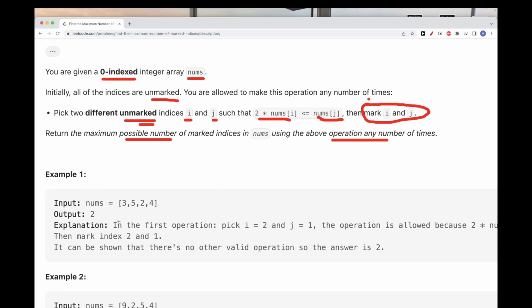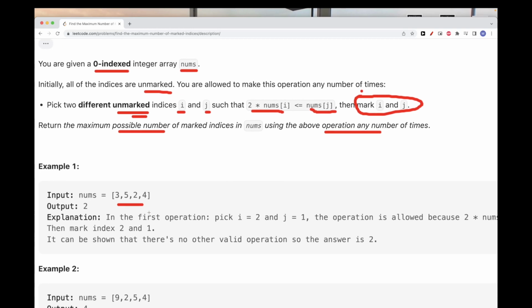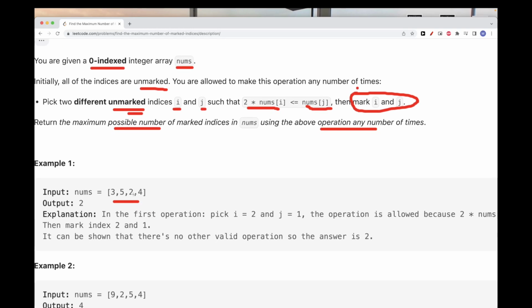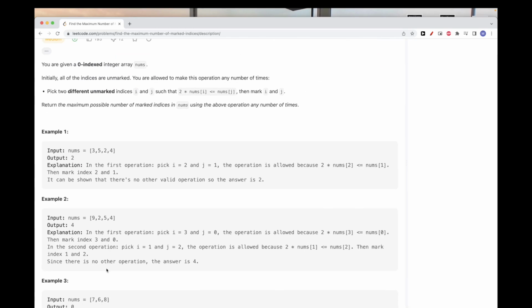Okay, so for example here, what we can do is first pick the indices 2 and 1, so 0, 1, 2, and 1. So that's 5. Because 2 multiplied by 2 is 4, 4 is smaller than 5. So we pick those two indices. We mark them, so we can't take them anymore. So only 3 and 4 remaining. 3 multiplied by 2 is 6, so it's bigger than 4, so we can't take these. And so we can take only 2, right? So that's sort of the idea.